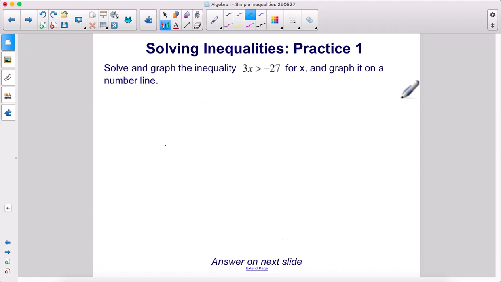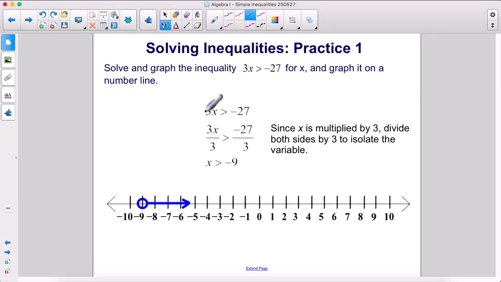Solve and graph the inequality 3x is greater than negative 27 for x and graph it on a number line. Since x is multiplied by 3, divide both sides by 3 to isolate the variable. X is greater than negative 9, so we draw an open circle at negative 9 with a ray towards positive infinity.